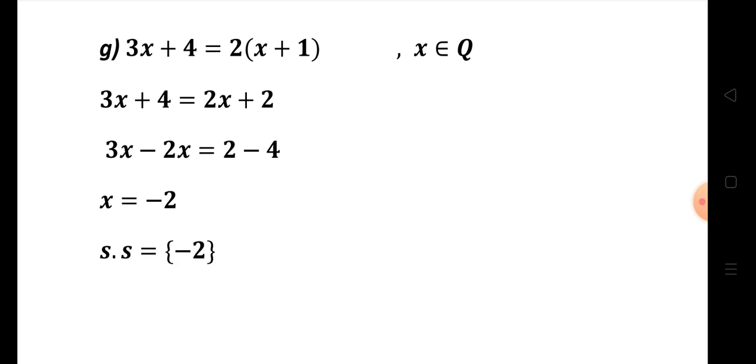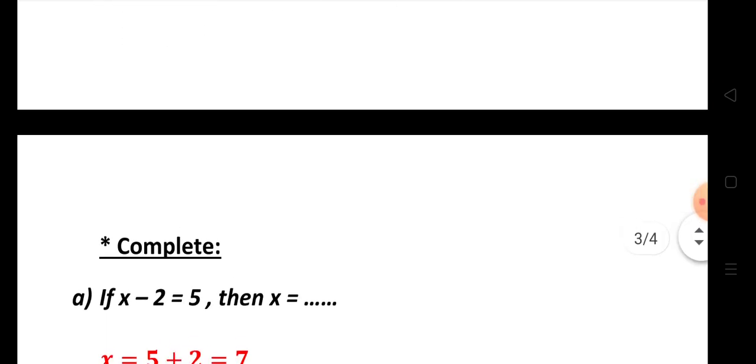So 3x minus 2x gives me what? Gives me 1x. 2 minus 4 equals what? Negative 2. So the value of x equals negative 2. He told me here x belongs to rational numbers. Negative 2 belongs to the rational numbers? Yes. So the solution set equals the set of negative 2.